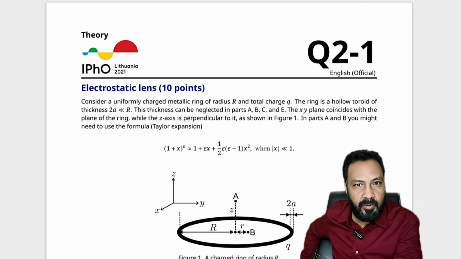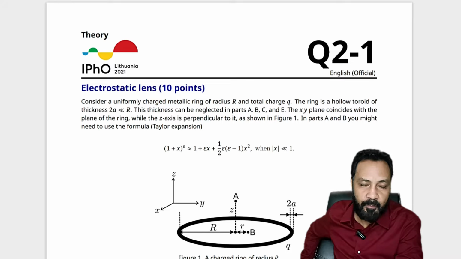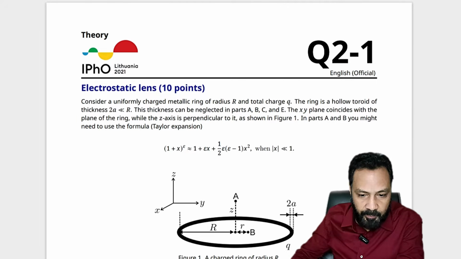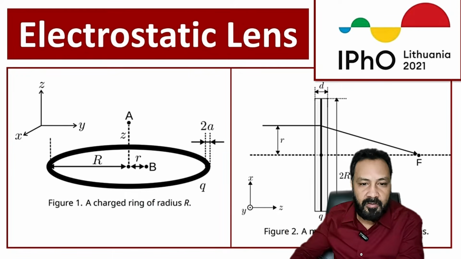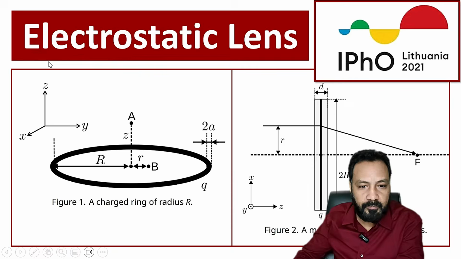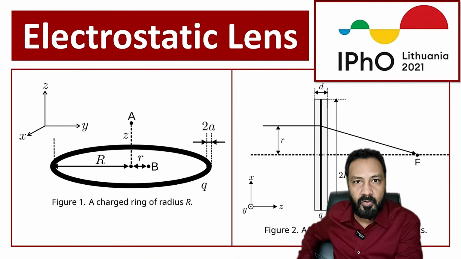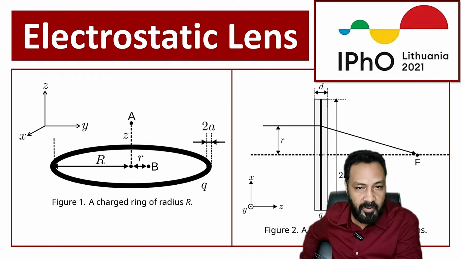For two parts of this question I had made separate videos, because those things are useful for IIT-JEE. For those parts, I'll give you the link. If you want to see the solution, you can see it, and I'll use those results in this question. So this is the IPHO 2021 electrostatic lens. This is a very long video, so let me give you a quick overview of what we are going to discuss in the next 1 hour or so.